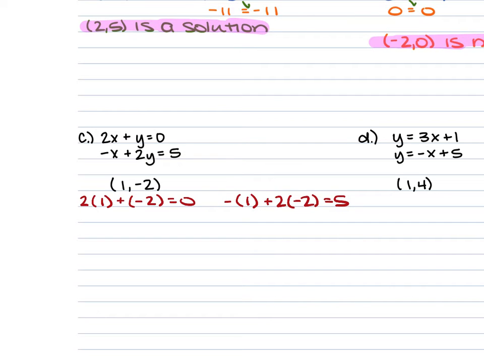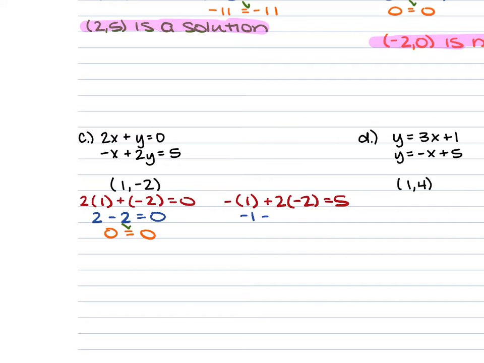2 times 1 with the equation on the left gives us 2. Plus a negative 2 is 2 minus 2 is equal to 0. This gives us 0 is equal to 0. This, in fact, is correct. So solve the other. You have the opposite of 1, so that's negative 1, plus 2 times negative 2, which is negative 4, is equal to 5.